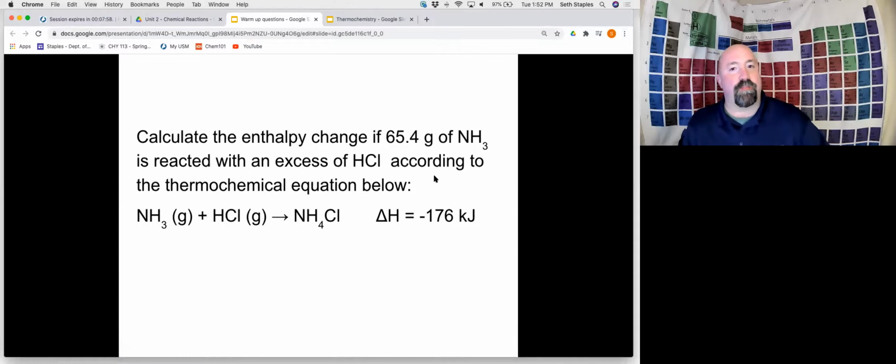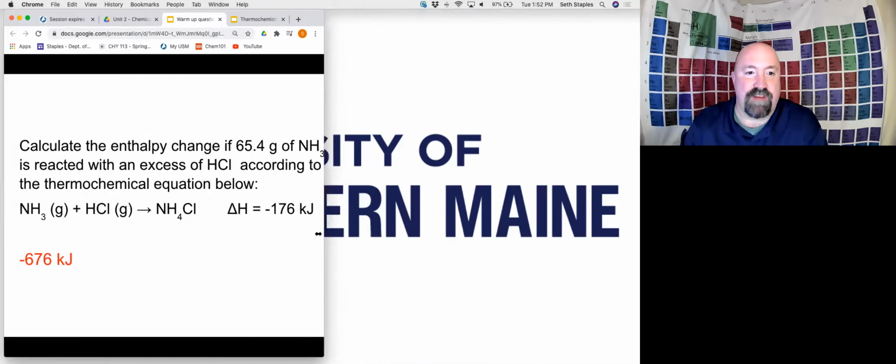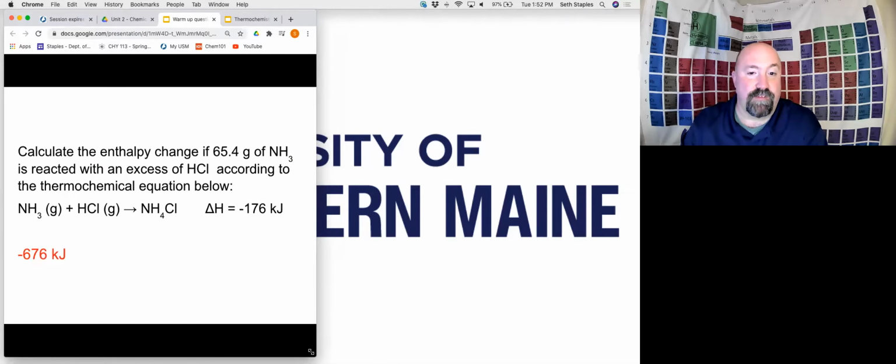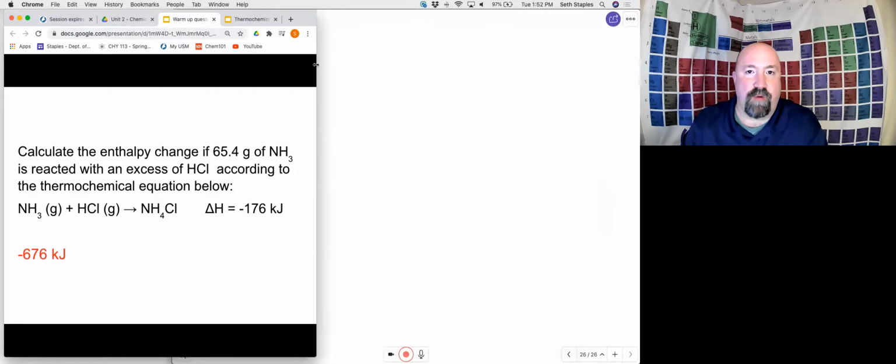And so in this first problem, you just want to calculate the enthalpy change when a certain amount of ammonia reacts, and you're going to use the data from the thermochemical equation shown. So go ahead and pause the video now, and see what you can do. Hopefully you got negative 676 kilojoules. And so let's go ahead and work these problems out today as we go.